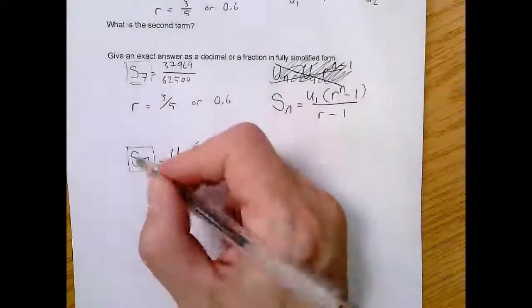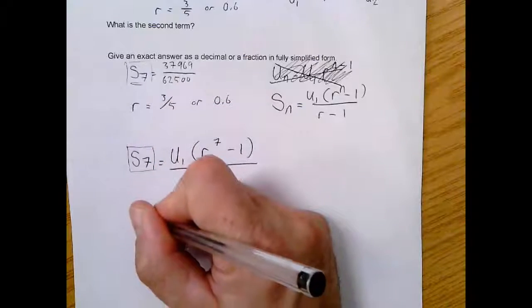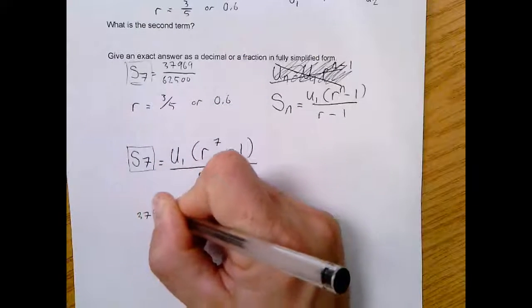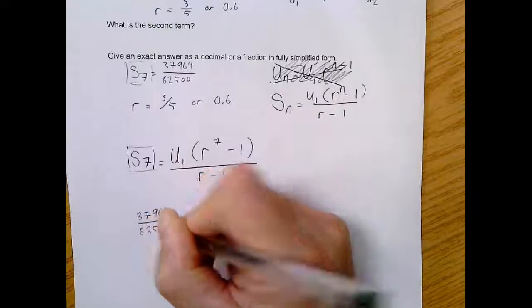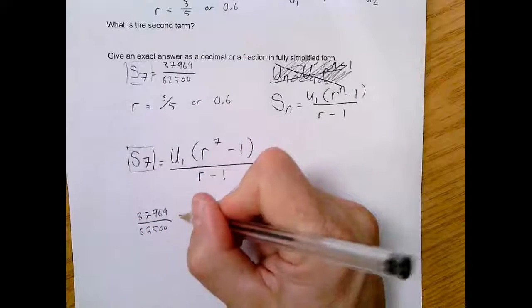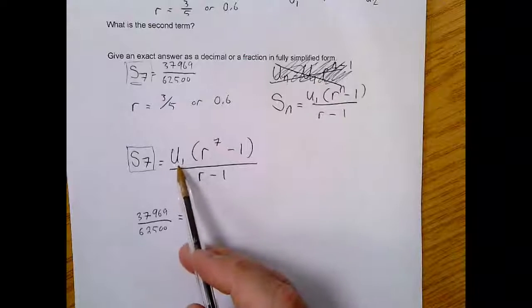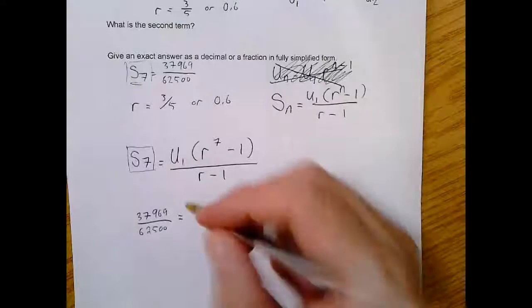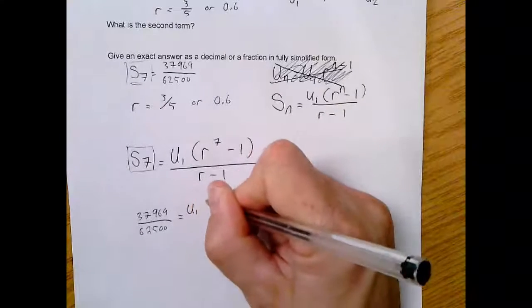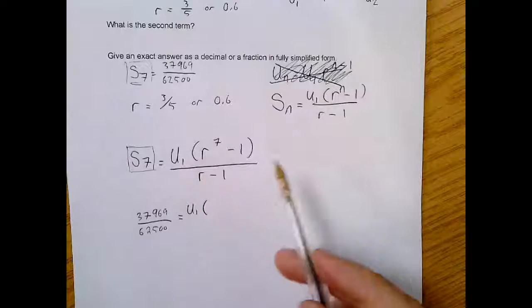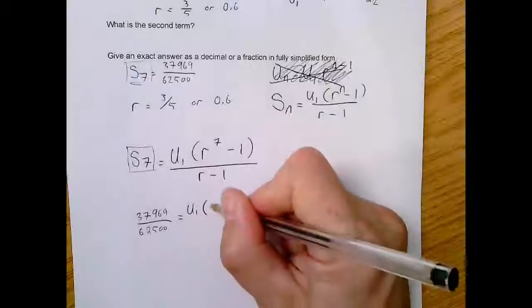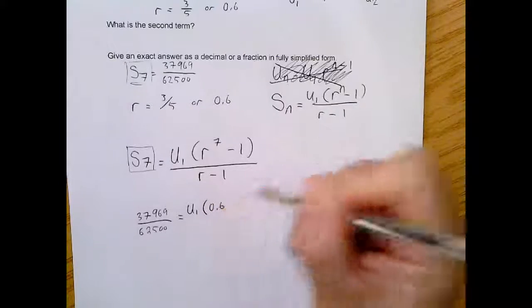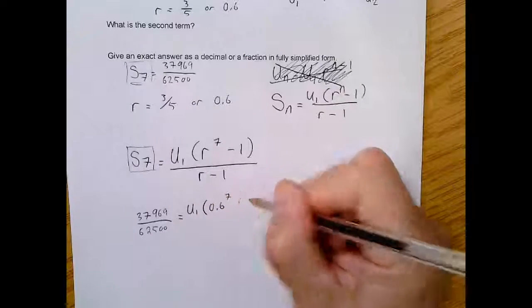So here we go. Instead of s sub 7, I'm going to write the fraction out. Okay, that's the first substitution. Now, u sub 1, I don't know. That's what I'm trying to find, so that's going to stay right where it's at. But I do have r. We can put in 0.6 or 3/5 as you like. Just because we're using the calculator, it might be a little faster for me to put in the 0.6.